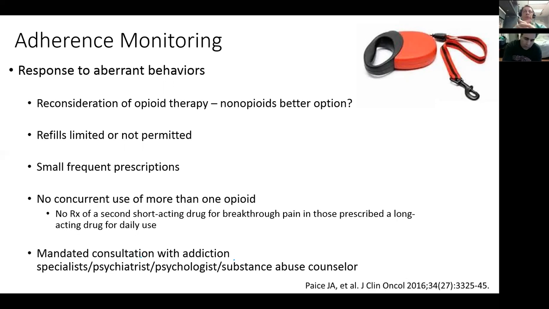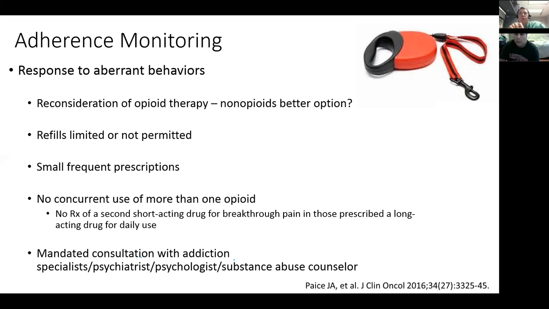Certainly if we were using something less than a C2, no refills or limited refills. And I think the essence of this really tight monitoring is very small, frequent prescriptions. We've gone to the point where in certain patients they are not allowed to use any more than one opioid, so they have no short-acting drug for breakthrough pain.